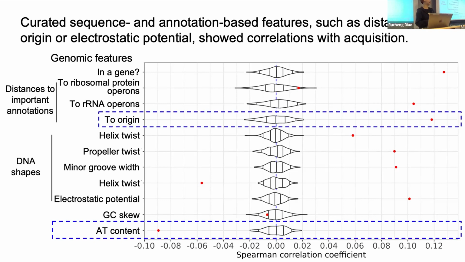But in the case of the distance to the origin of replication, that is intuitively similar to what we see visually in the track, where there's a hotspot at the terminus. So these are the features we're currently working with, and we cannot just do Spearman correlation over and over again with all the features we find.